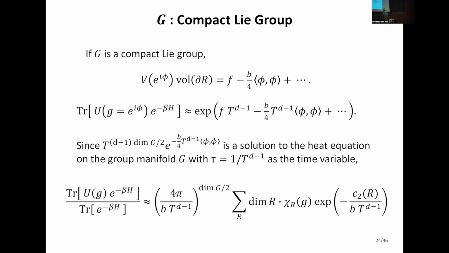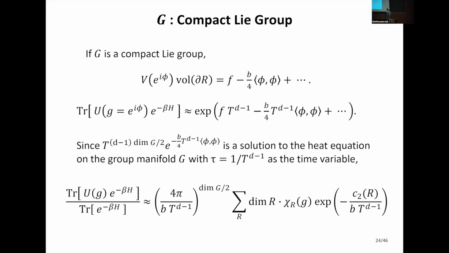So now you can look at it, and you can see that each term in this sum over representations is also a solution to the heat equation. Because if you take the derivative with respect to temperature, you get the second Casimir down. If you consider the Laplace operator acting on the character of a given representation, it gives the second Casimir. So therefore, this is actually a solution to the heat equation on the group. So both are solutions to the heat equation, and you just need to check they satisfy the same boundary condition.